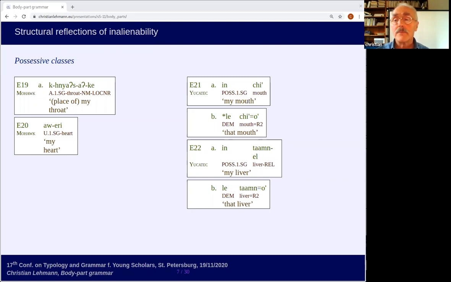Mohawk has different paradigms of possessive prefixes, namely undergoer prefixes for alienable nouns, like here, undergoer, first singular, and actor prefixes for inalienable nouns.